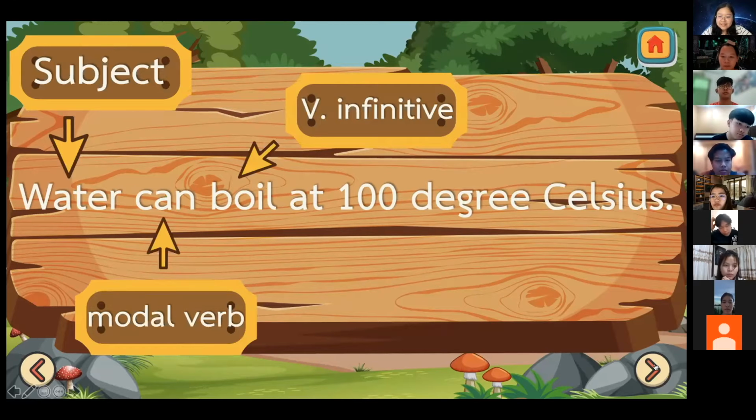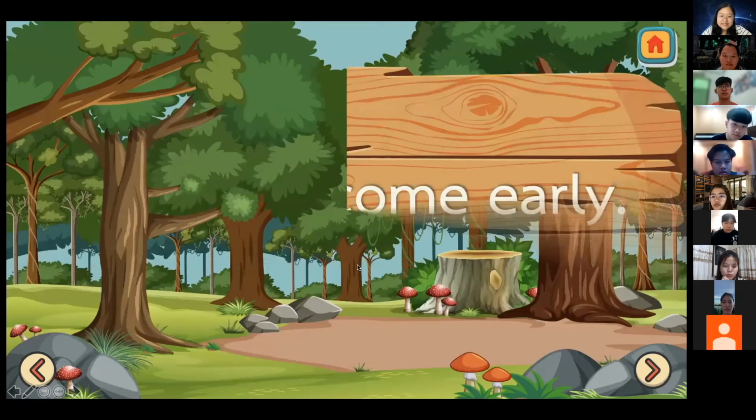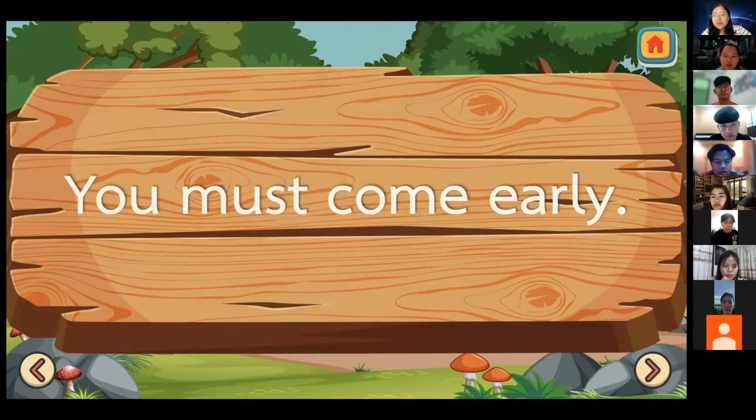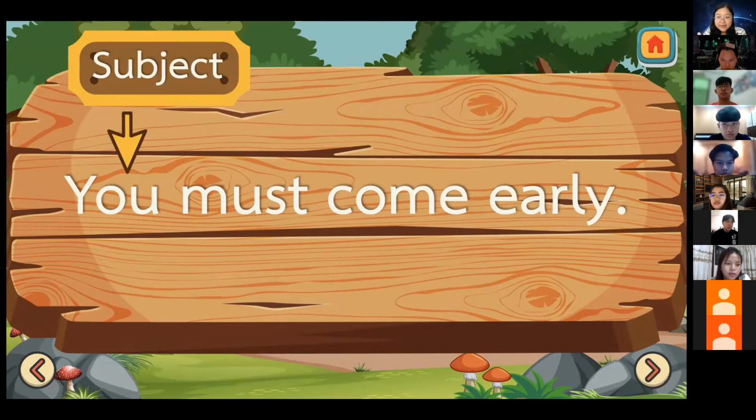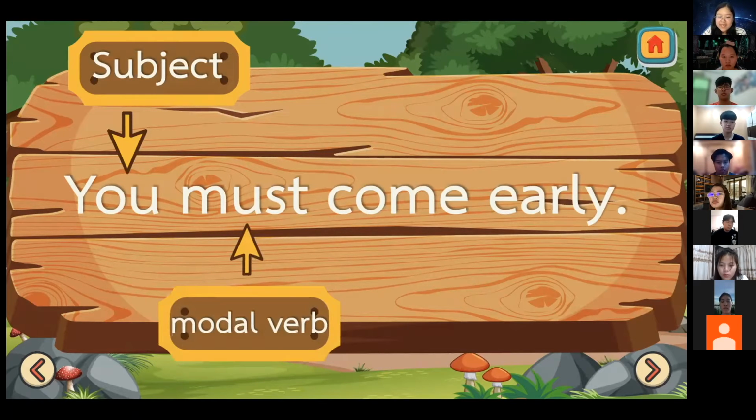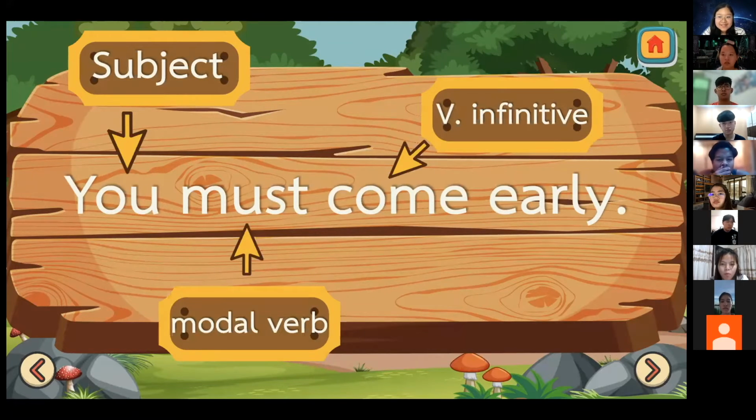Next, the second one. Who wants to volunteer to read this sentence? You must come early. Okay, great. You is the subject because it's a pronoun, then must is a modal verb, followed by the verb infinitive, come. Okay, next, move to the next structure.